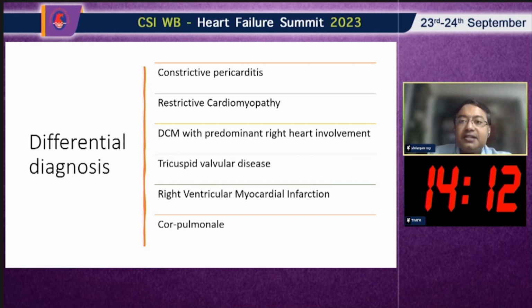So the differentials, as already discussed, will be constrictive pericarditis, RCMP, dilated cardiomyopathy with predominant right heart involvement, tricuspid valvular diseases, RV myocardial infarction. Though the presentation is not that chronic or indolent and is a more acute presentation, chronic lung diseases leading to pulmonary arterial hypertension and progressive right ventricular failure or cor pulmonale should also be considered.